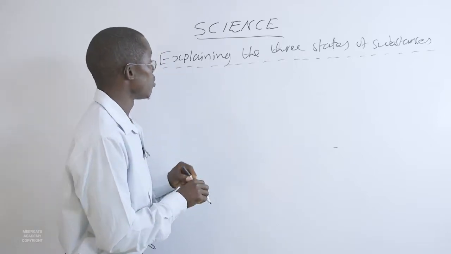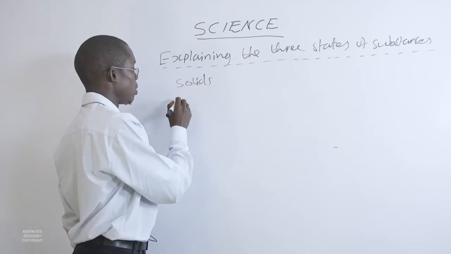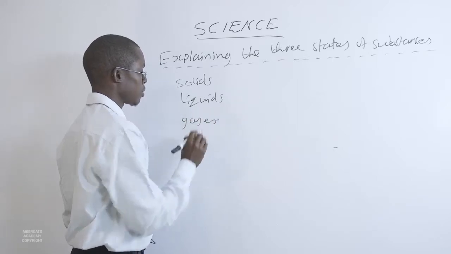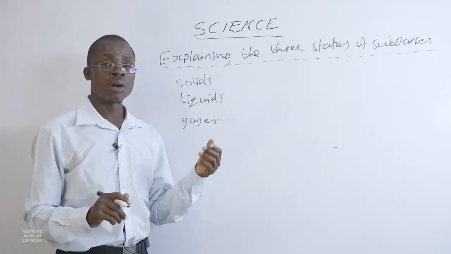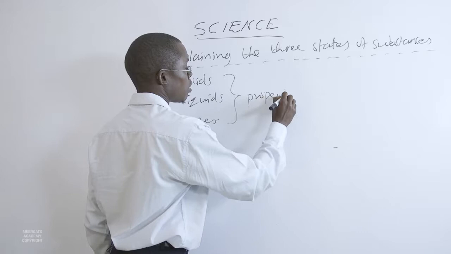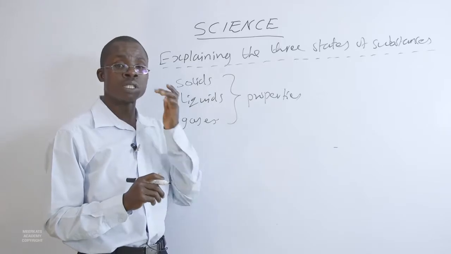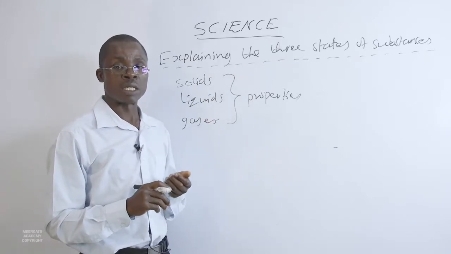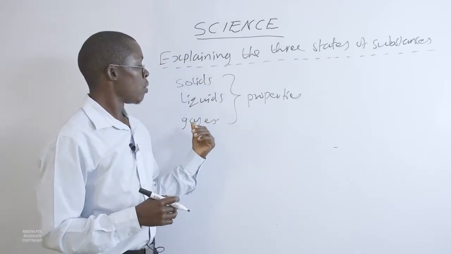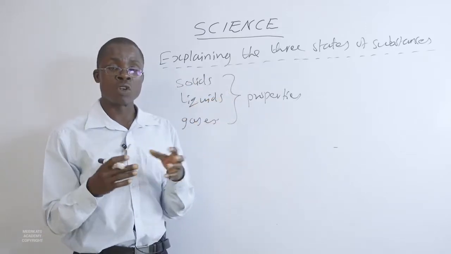Now, as we already know, the three states of matter are solids, liquids, and gases. In these three states of matter, we also had what we call properties or behaviors of each of these states of matter. So we have to revisit those properties a little before we embark on some explanation pertaining to various conditions.